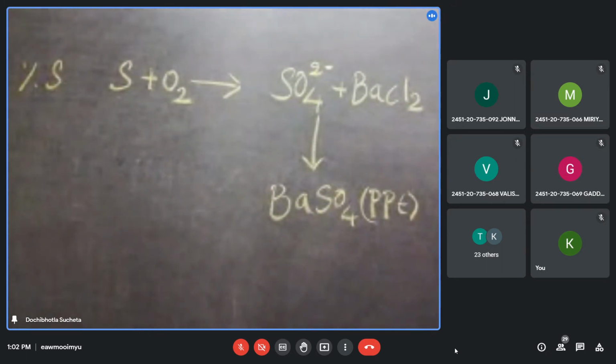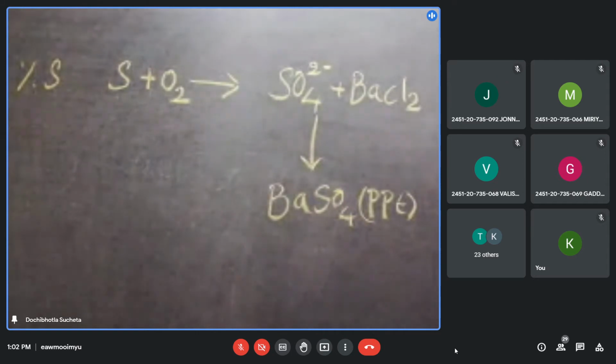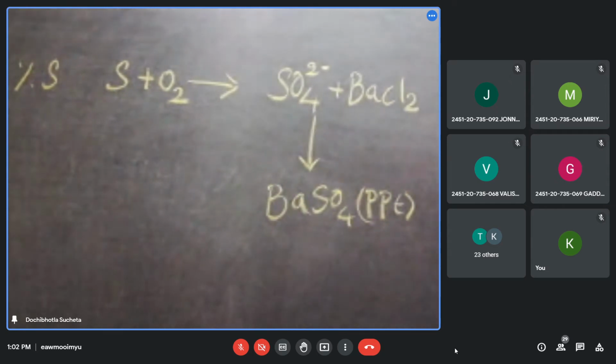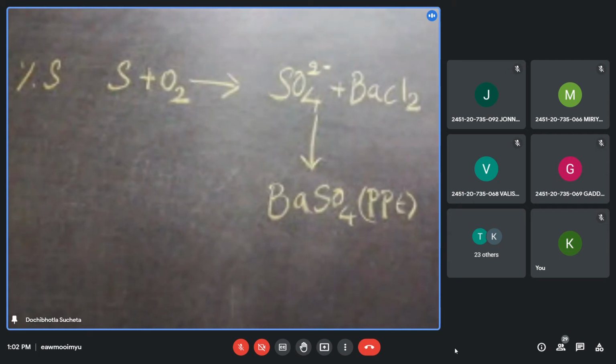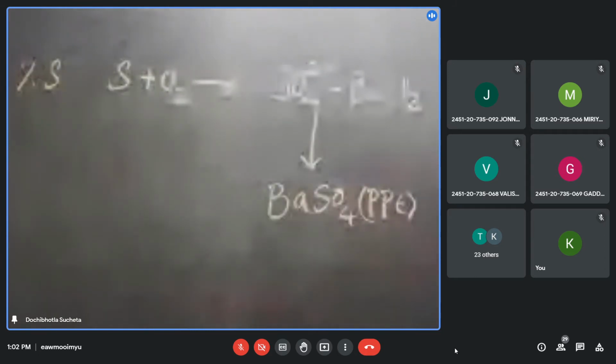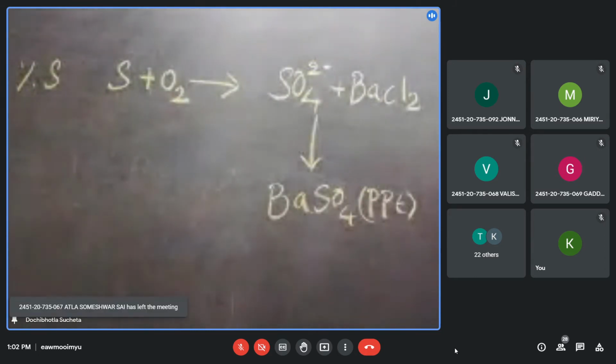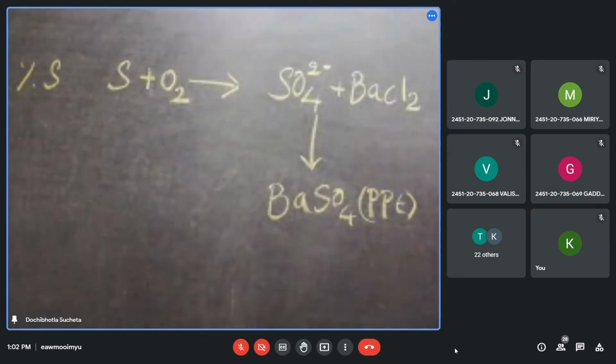Okay. And what I'll do, I'll wash that barium sulfate salt. Filter it, dry it, and I'll get the weight of the barium sulfate salt. And then the percentage of sulfur is calculated by taking the formula, weight of the barium sulfate divided by weight of the coal sample taken into 32. That is the molecular weight of sulfur. 233 is the molecular weight of barium sulfate. Okay. 32 by 233 into 100. That's the formula used for finding the percentage of sulfur.